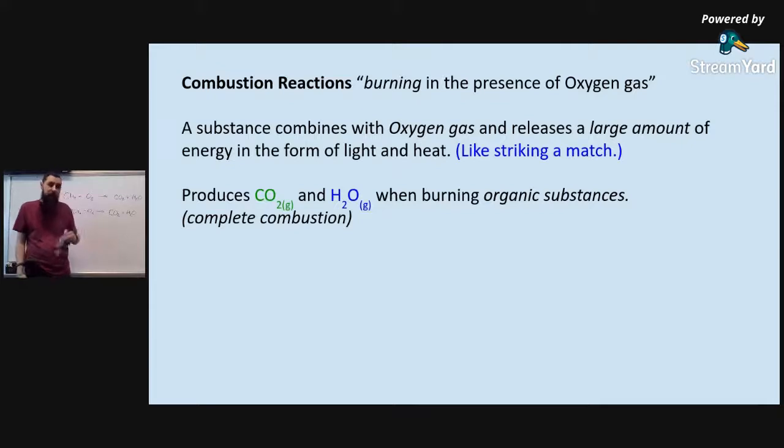Pretty straightforward and simple. I want to make note real quick, I didn't do this at the beginning of the video, but all the examples that I gave in this video, I didn't balance any of them. You would have to go back and balance the equations to make sure that you're observing the law of conservation of mass.